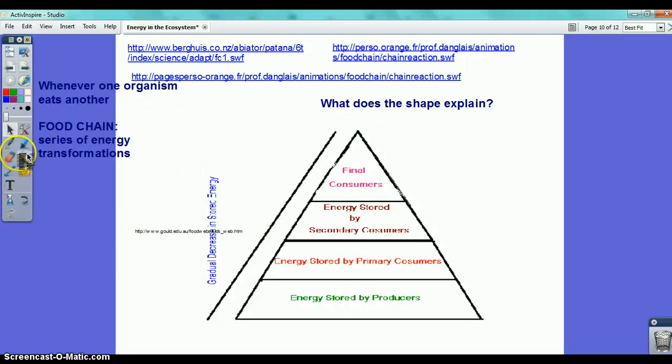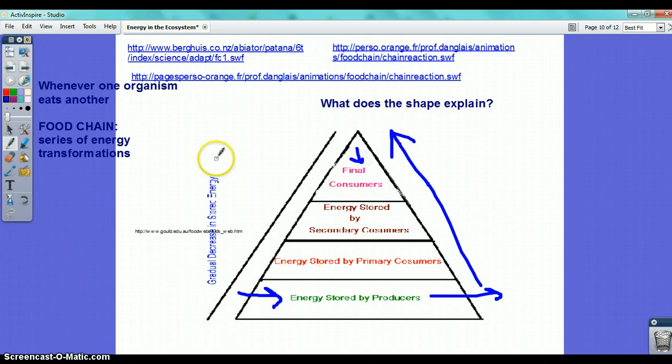This is an energy pyramid, and the shape basically describes more energy is in the bottom. So wherever the producers are, they have more energy. As you go up the pyramid, you lose energy. Also, there's more producers on Earth than there are third level consumers. So the shape has double meaning.